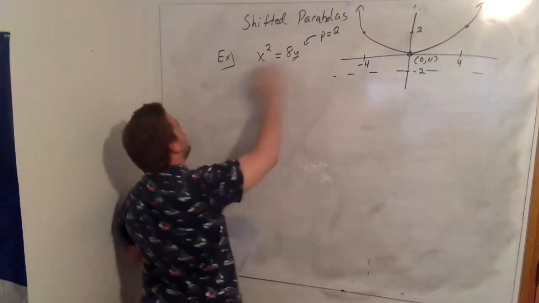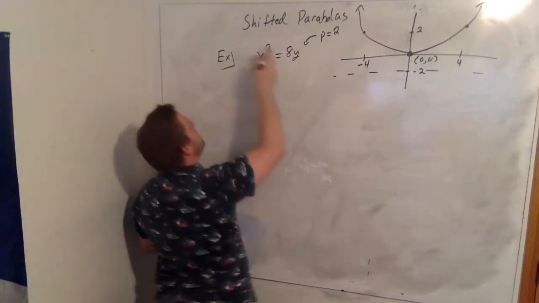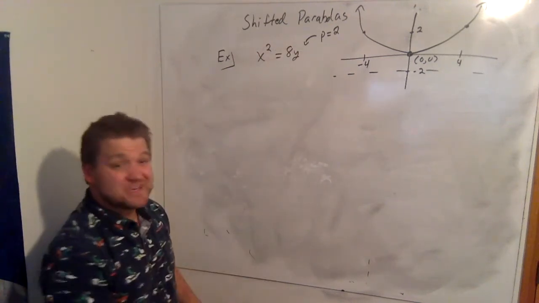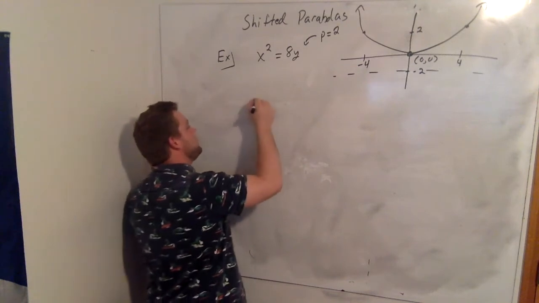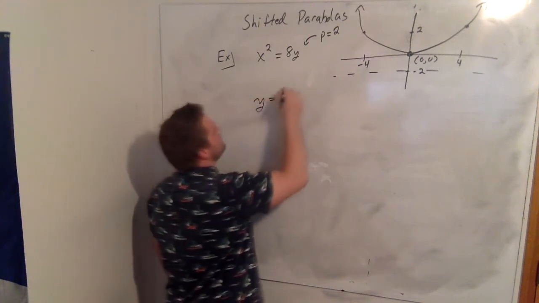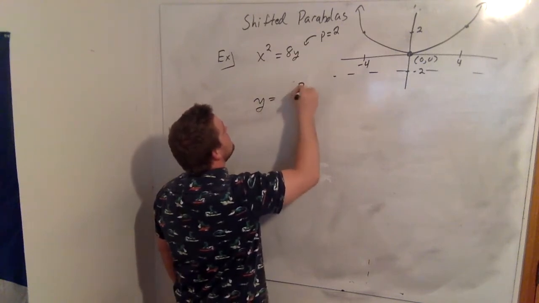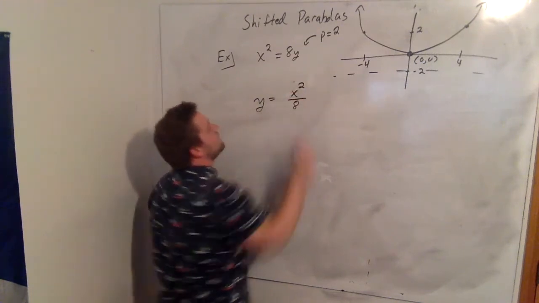And maybe what might help us is to not look at this as x squared is equal to 8y. Usually we're used to seeing y is equal to something. So let's say that y is equal to, how about x squared? Let's do x squared all over 8.